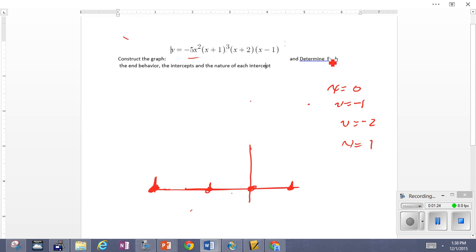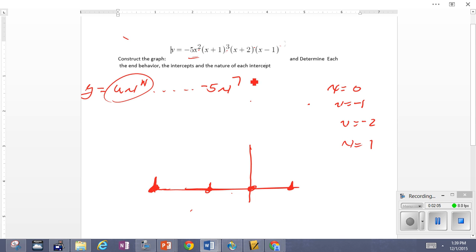Now, I need to know the end behavior. The end behavior comes when I can identify the function in the form of y equals ax to the n. I'm not even worried about the trailing terms, which means I just need to know that first term. Now I don't need to expand this out. I clearly can see that this is going to be a second plus a third, so that's a fifth, sixth, seventh power function. So the first term of this would be -5x to the 7th, which is going to tell me everything I need about the end behavior.